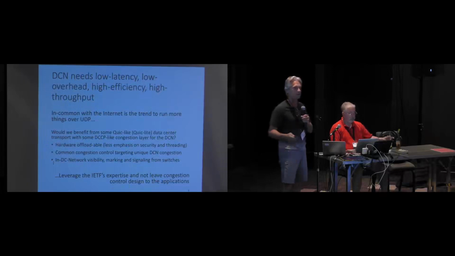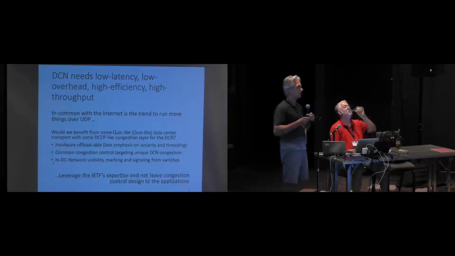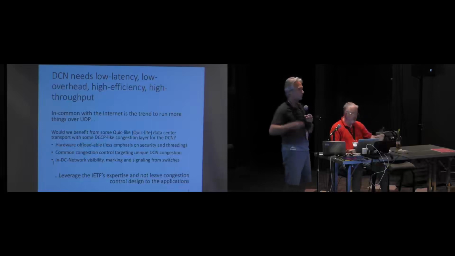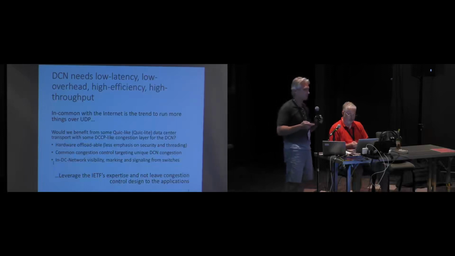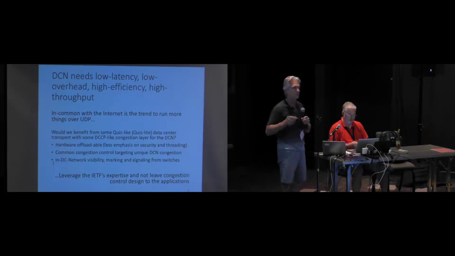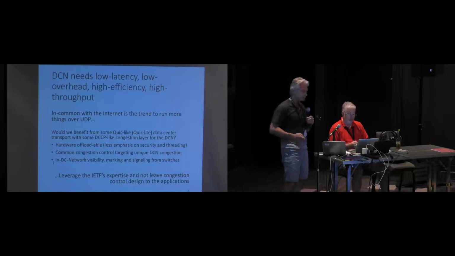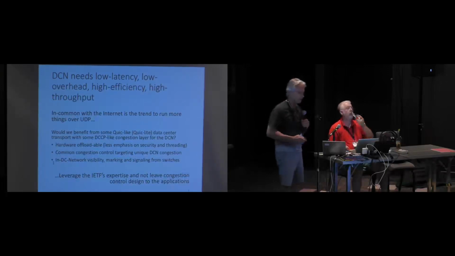One thing the data center has in common with the internet is the trend to do more over UDP, something like we've seen with QUIC, for example. So what if we could do something more QUIC-like, but not as heavy as QUIC, perhaps specific to the data center? Maybe something like datagram congestion control, but focused on the congestion problems of the data center. It would need to be hardware offloadable, but with less emphasis on security, crypto, and all the threading that other protocols have.